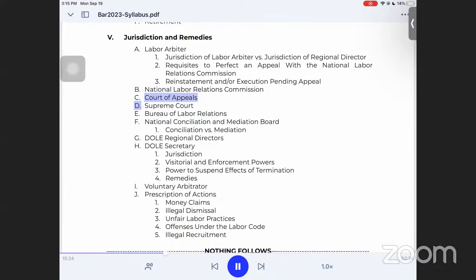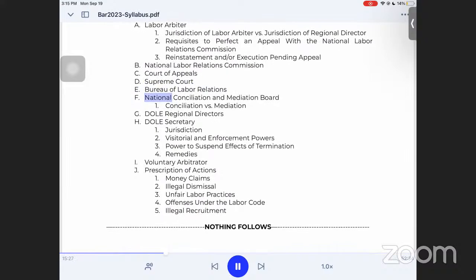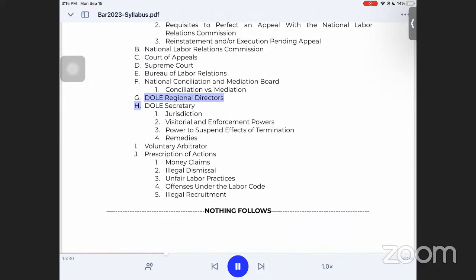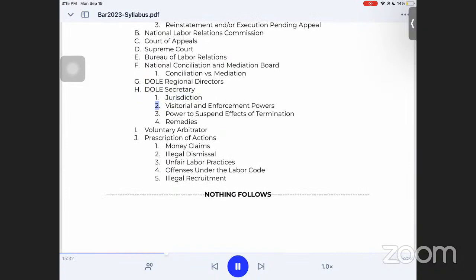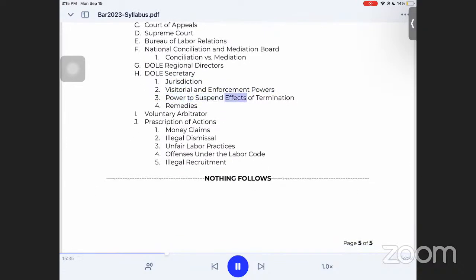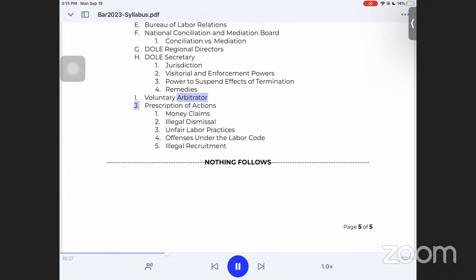C. Court of Appeals. D. Supreme Court. E. Bureau of Labor Relations. F. National Conciliation and Mediation Board. 1. Conciliation versus mediation. G. DOLE Regional Directors. H. DOLE Secretary. 1. Jurisdiction. 2. Visitorial and enforcement powers. 3. Power to suspend effects of termination. 4. Remedies.